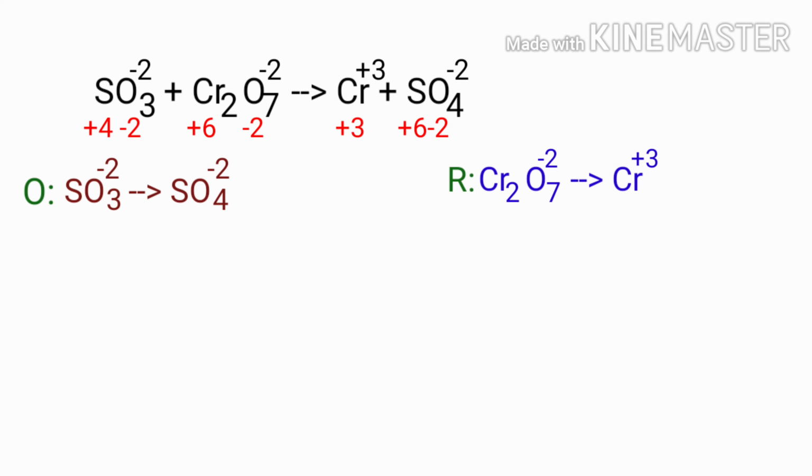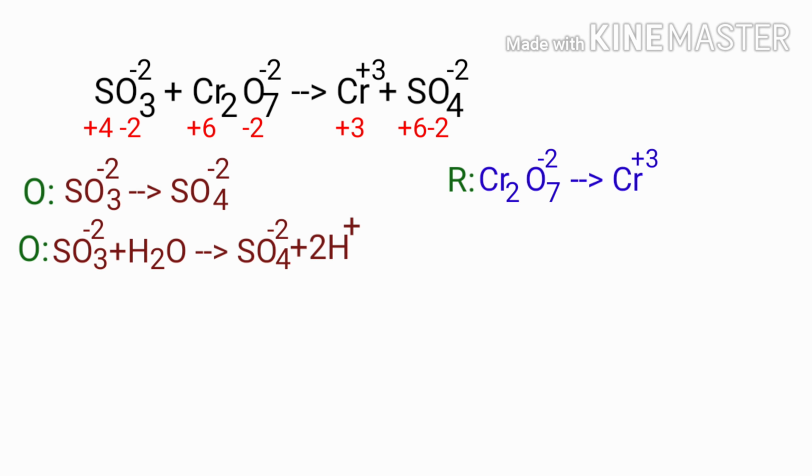Now you can balance the number of atoms in the two half reactions. In the oxidation half reaction, to balance the oxygen atoms, you can produce water molecules. Now you can balance the hydrogen atoms. To do this, you can produce H+ ions. The number of atoms in the oxidation half reaction is balanced.